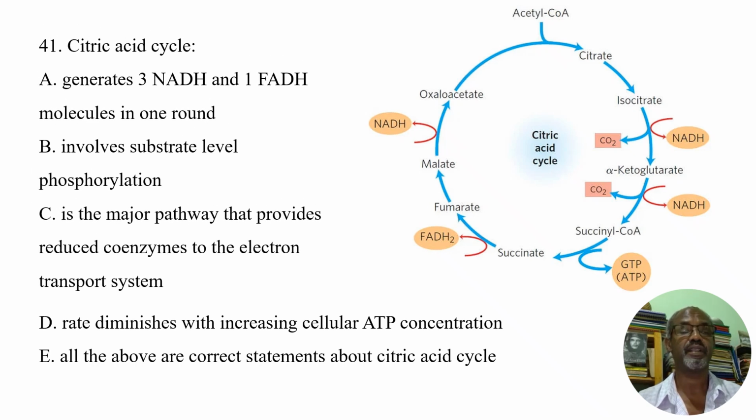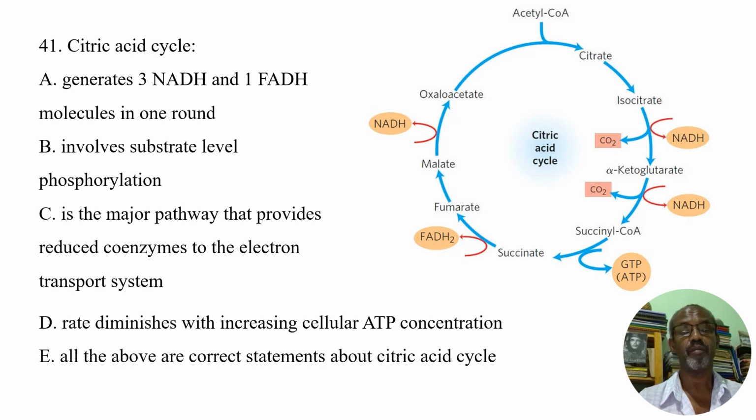Okay, this question, question number 41: the citric acid cycle generates 3 NADH and 1 FADH2 molecule in one round. One round means when we are using one acetyl CoA. Yes, 3 NADH and 1 FADH. Involves substrate level phosphorylation? Yes, the citric acid cycle has this step. When succinyl CoA changes to succinate, there is substrate level phosphorylation. GTP is produced, which is changed immediately into ATP.